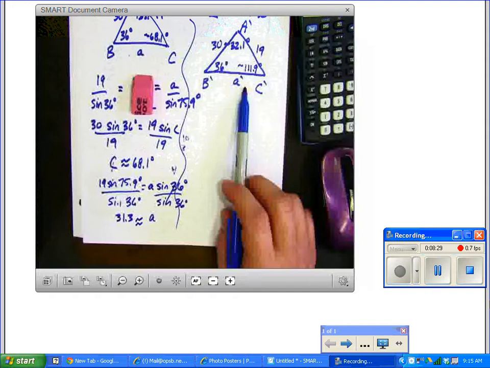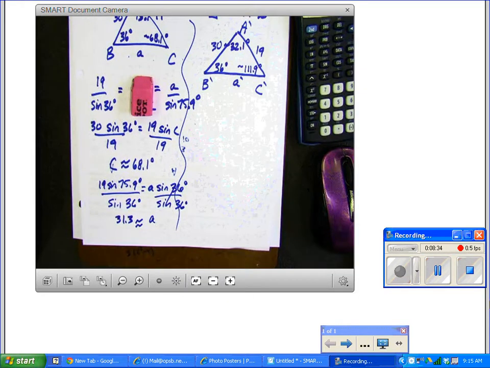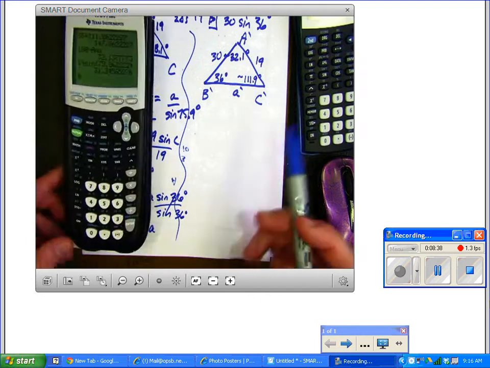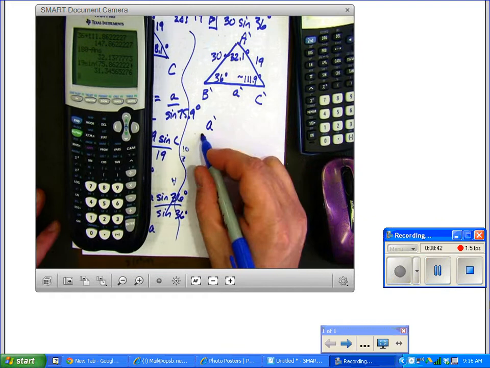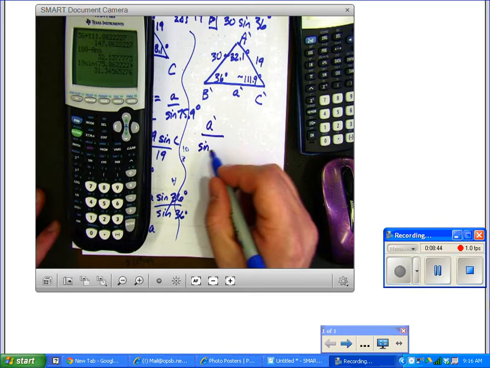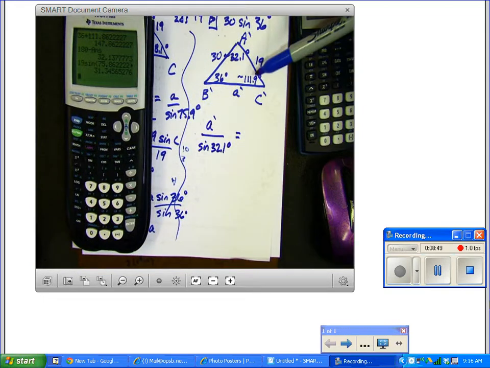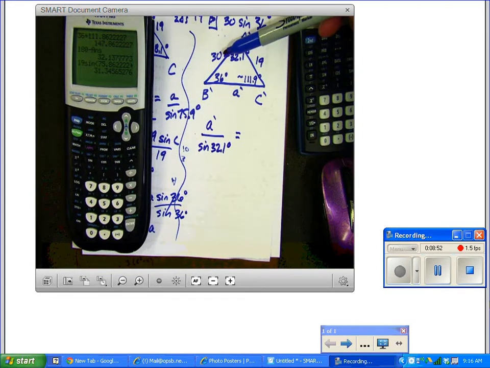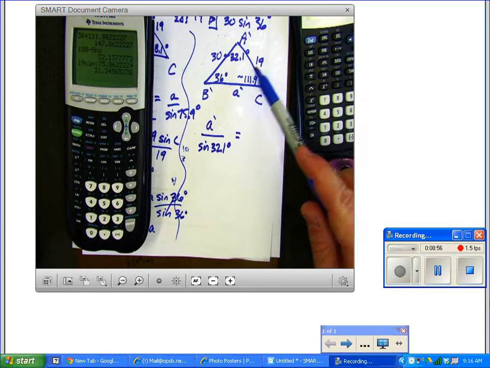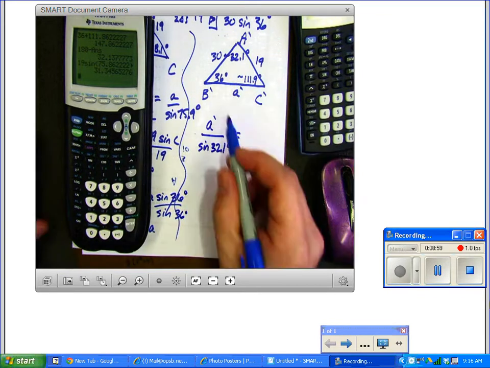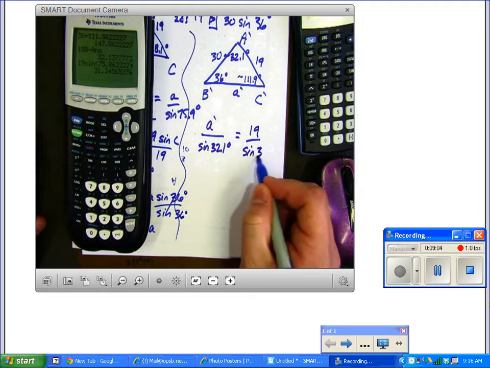Now, it's not going to be the same, right? So let's set up some proportions in our law of sines to find it. So obviously we do the A one. We'll say A prime over the sine of 32.1 degrees equals, now we could use either ratio, couldn't we? It's going to be probably a little smarter though to use the B one, because those were given, weren't they? So 19 over sine of 36.